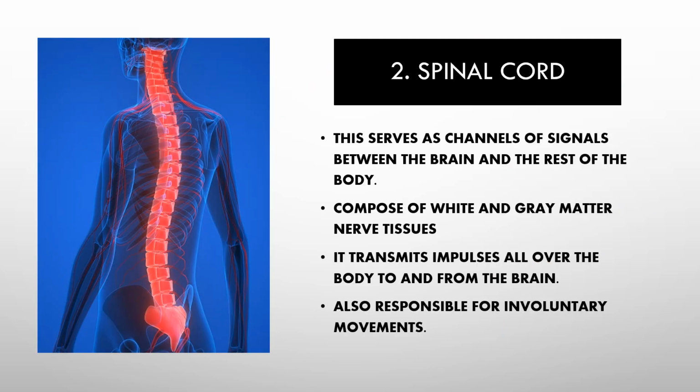The second component under the central nervous system is the spinal cord. It serves as a channel of signals between the brain and the rest of the body. It is composed of white and gray matter nerve tissues. It transmits impulses all over the body to and from the brain. It is also responsible for our involuntary movements.